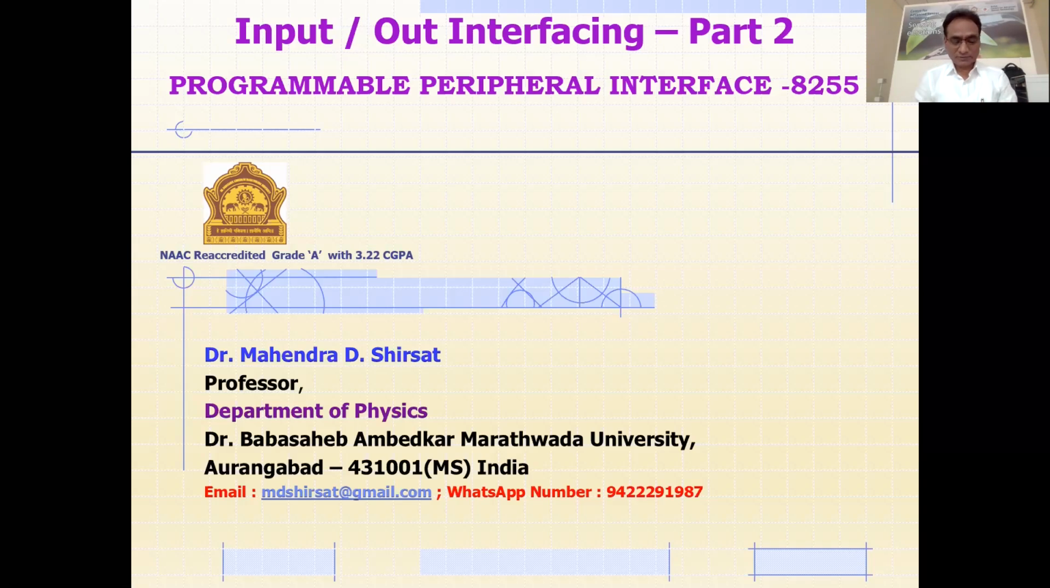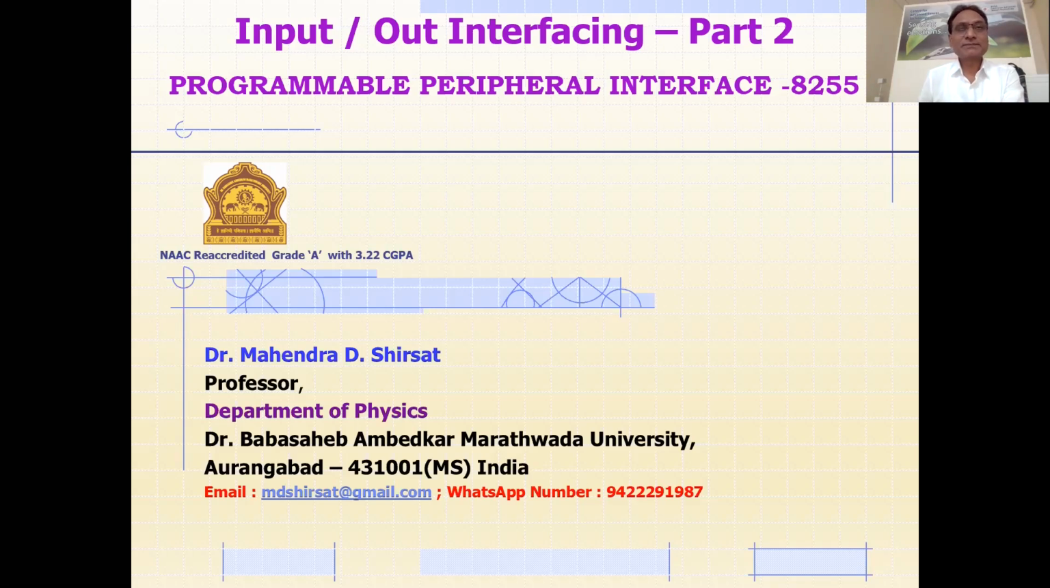Whenever we are talking about IO interfacing, it means that whenever we want to connect any input output device to the microprocessor, what should be the interfacing device in between? That interfacing device can be a separate input interface circuit, which will take care of the mismatching between the input device and the microprocessor. You can have a separate output circuit which will take care of the mismatching between the microprocessor and the output device, right?